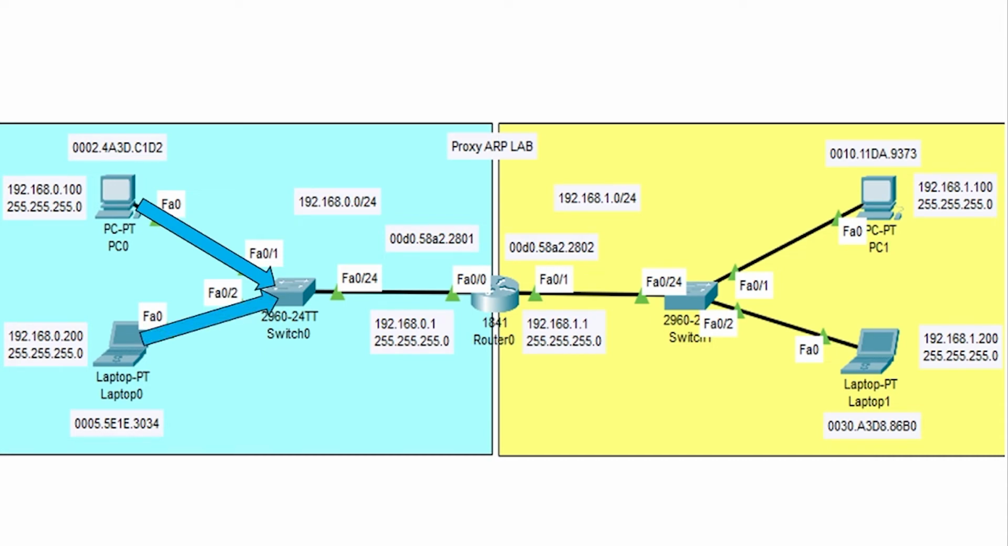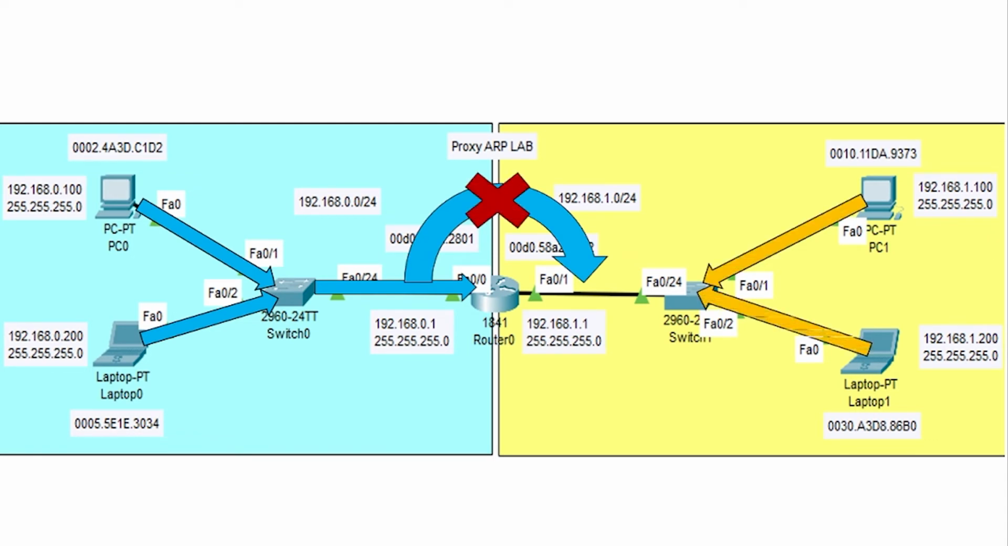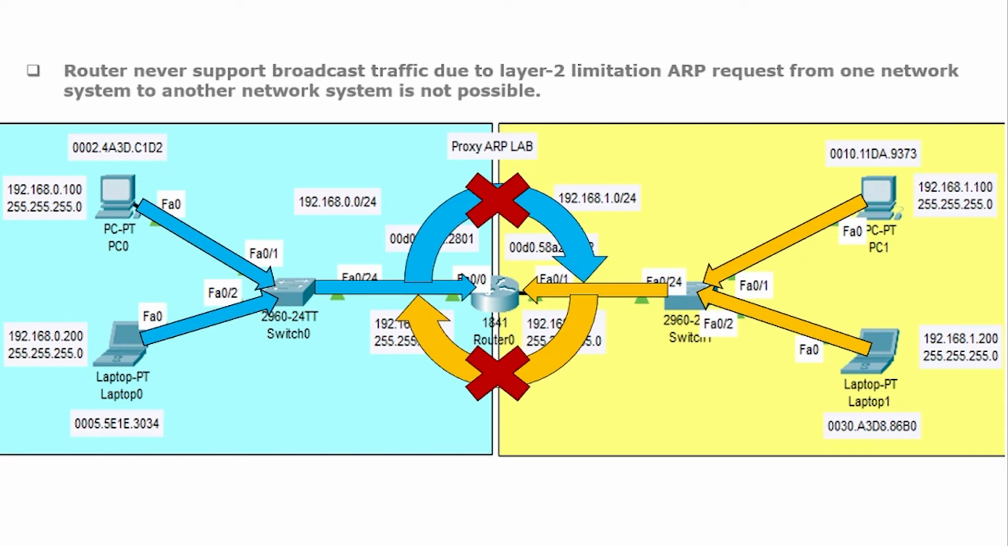Now, any query within the LAN will not be forwarded by the router interface. That is, it will be generated only up to the gateway level. So the broadcast will be locally significant at the L2 level. At the L3 level, it won't be allowed. The router never supports broadcast traffic due to the layer 2 limitation.